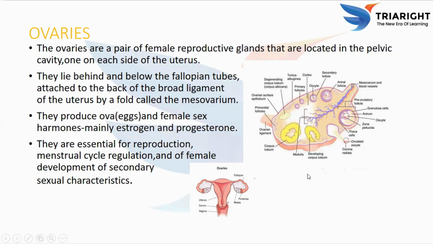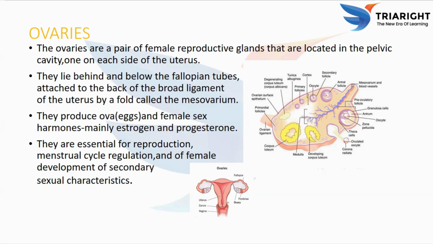So how is the blood supplied to the ovaries? The ovarian artery supplies blood as a branch of the abdominal aorta. The uterine artery supplies blood through anastomosis with ovarian branches. Now about venous drainage. Here you can see the ovarian surface epithelium and the ovarian ligament. The ovarian vein on the right side drains into the inferior vena cava, whereas on the left side, it drains into the left renal vein.